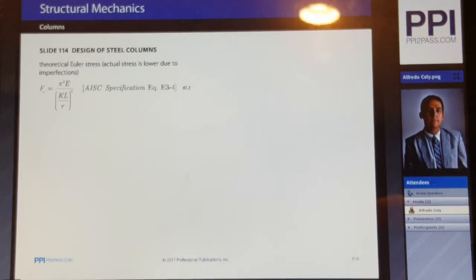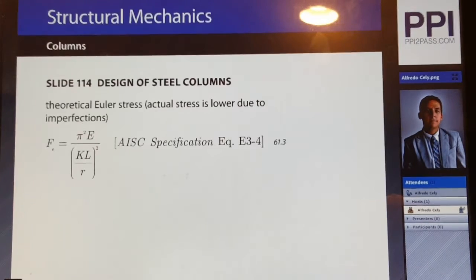The theoretical Euler stress is higher than the actual stress, which is lower due to imperfections, and the theoretical Euler stress can be found using equation 61.3 of the CERM. And this is based on the steel manual's specification equation E3-4. Let me zoom in so you can get a better look at this equation.